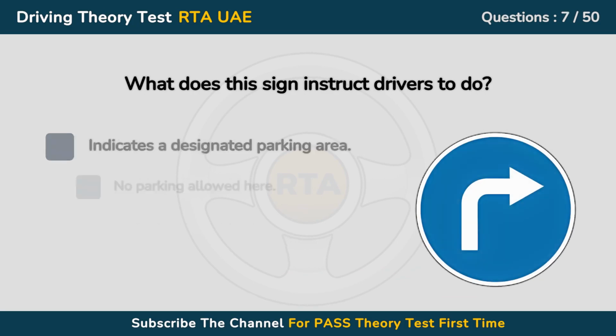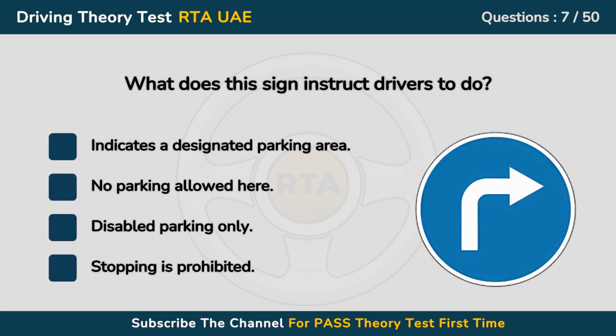Question 7. What does this sign instruct drivers to do? A. A parking area. B. No parking allowed here. C. Disabled parking only. D. Stopping is prohibited.